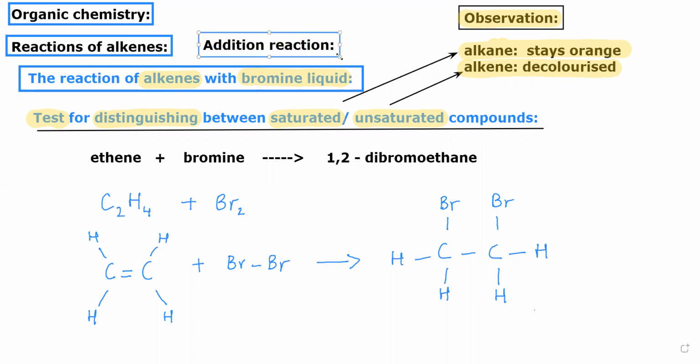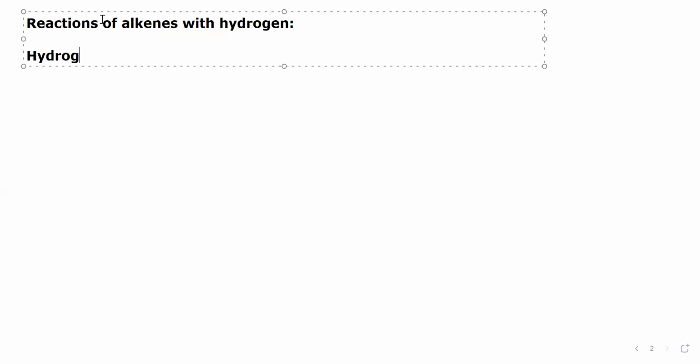Now let's talk about one more addition reaction, the reaction of alkenes with hydrogen. We also call it hydrogenation, since it involves hydrogen. Now, what is going to happen in it? Let's see how it works.